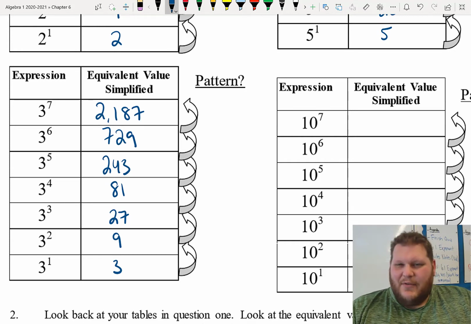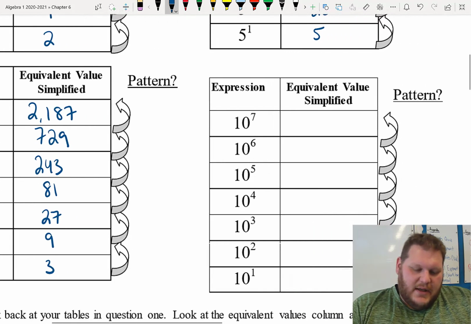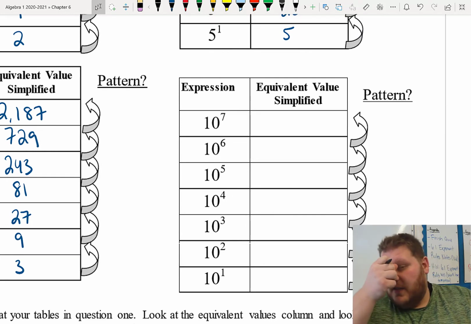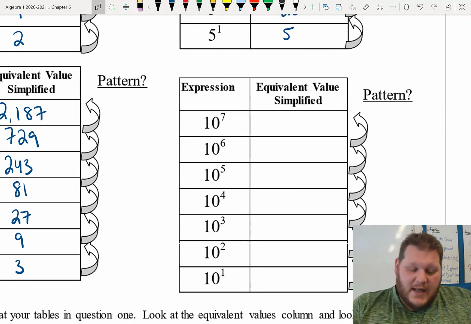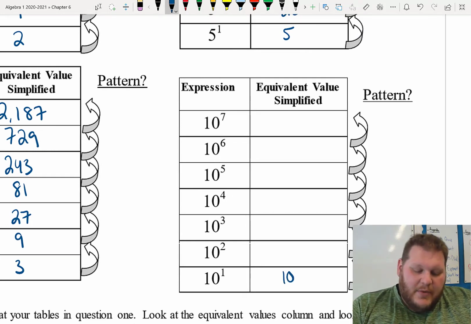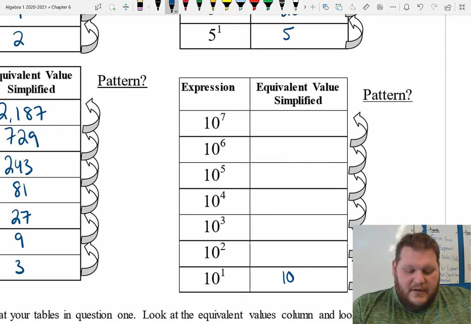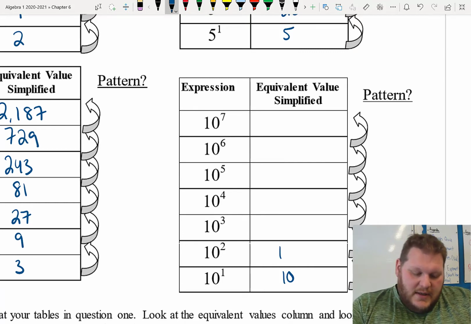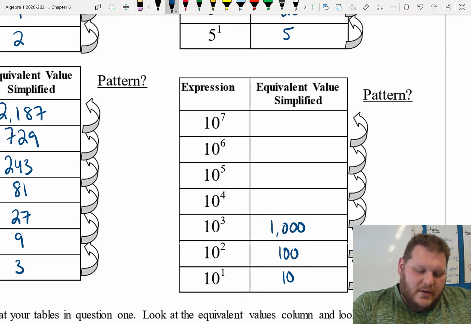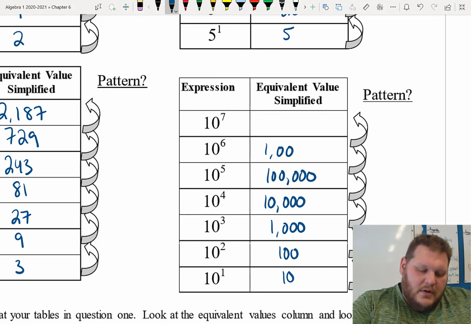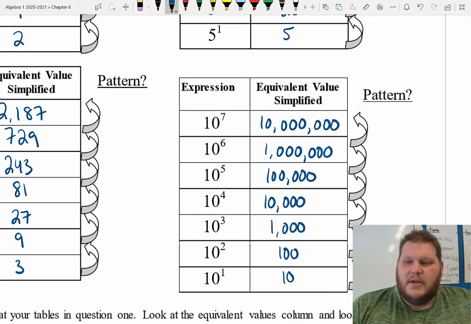And our powers of 10 are a cool shortcut: anytime you have a 10 as your base, the exponent attached to it tells us how many zeros there are in your answer. So 10 to the first power, 1 zero. 10 to the second power, 2 zeros. 10 to the third, 3 zeros. 10 to the fourth, 4 zeros. 5 zeros. 6 zeros. And then 7 zeros. Whew.